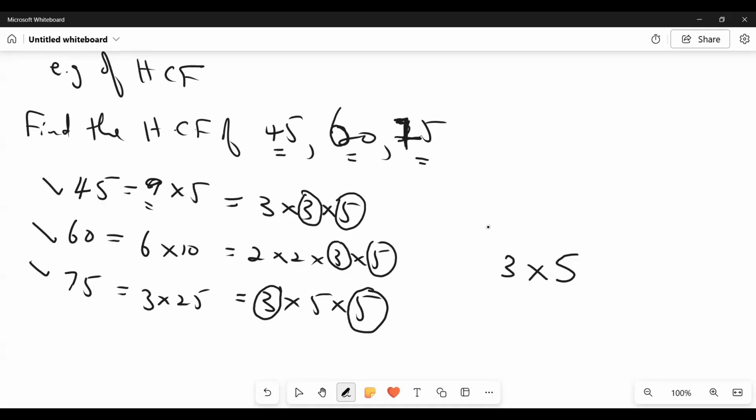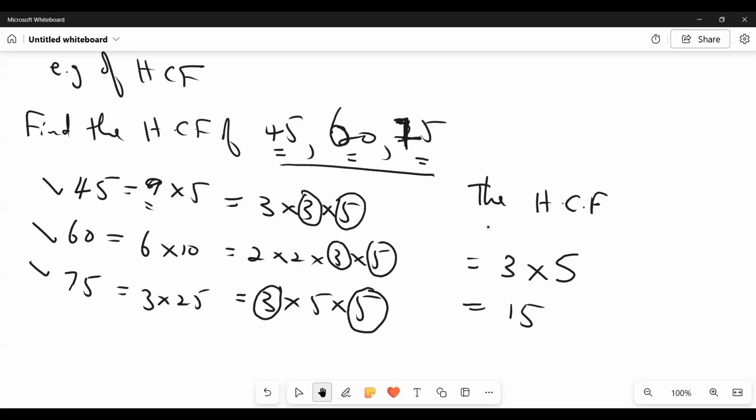So what we found out then is the HCF of these 3 numbers is equal to 3 multiplied by 5, which is 15, right? So that's a simple approach to finding HCF, right? When you have to deal with a set of numbers, right?